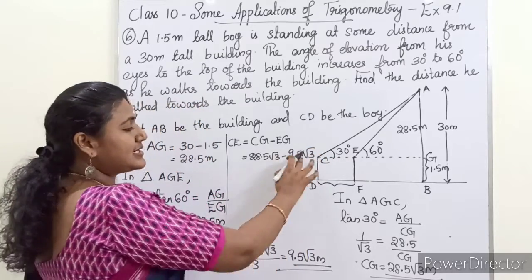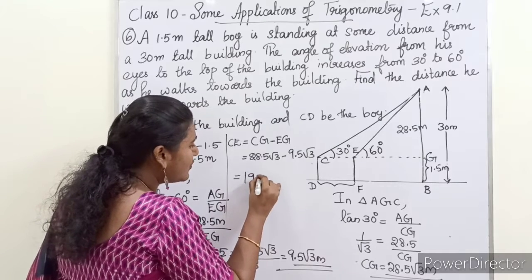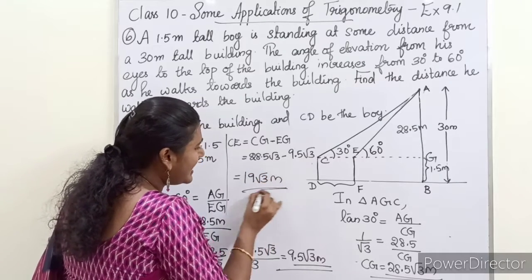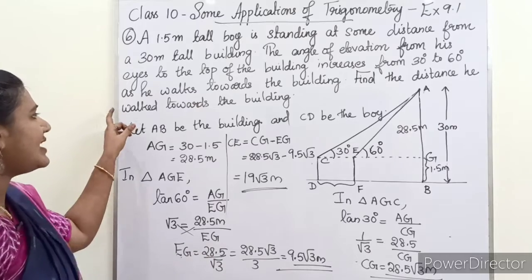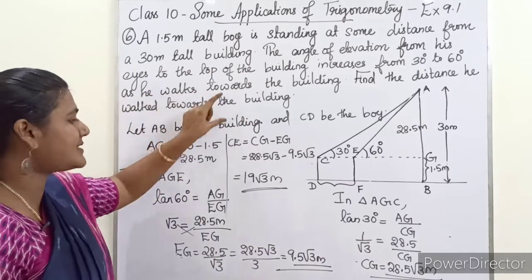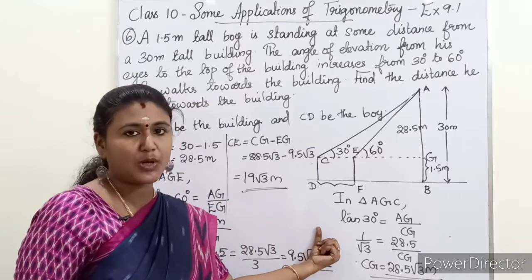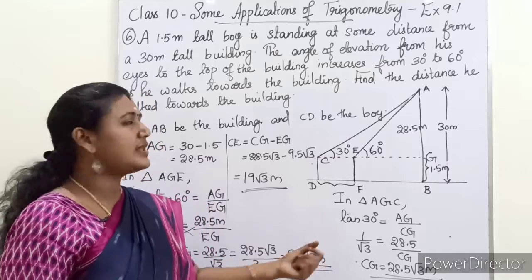So we will subtract these two values. So the answer is 19 root 3 meters. So the distance the boy walked towards the building is 19 root 3 meters. So the final statement also you have to write. Now the next question.